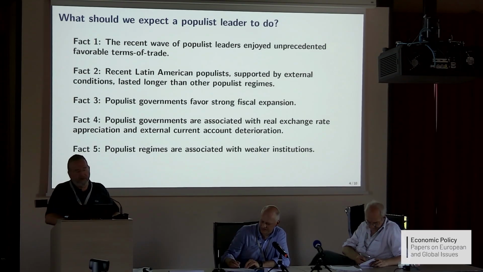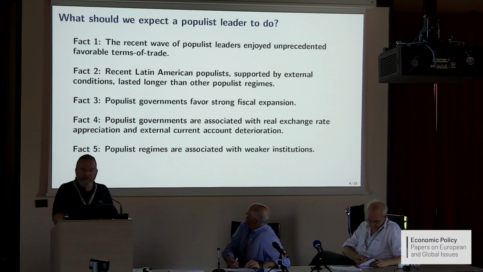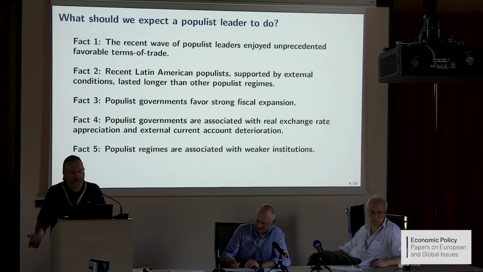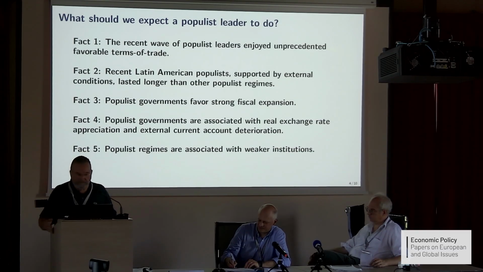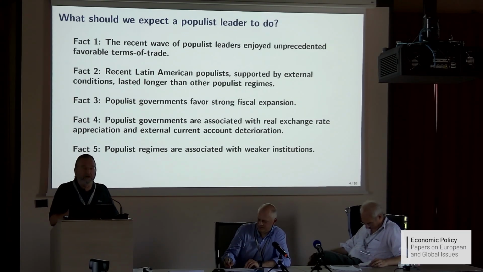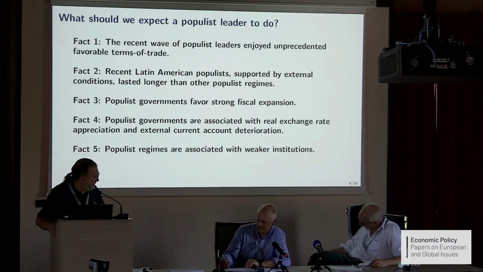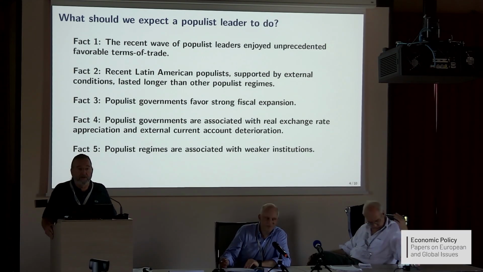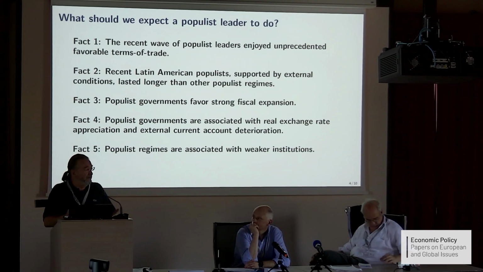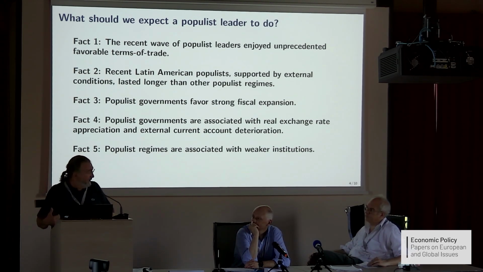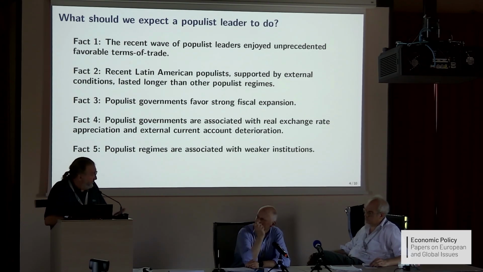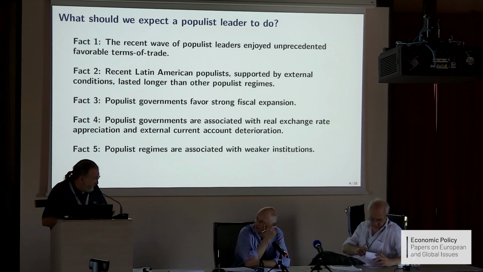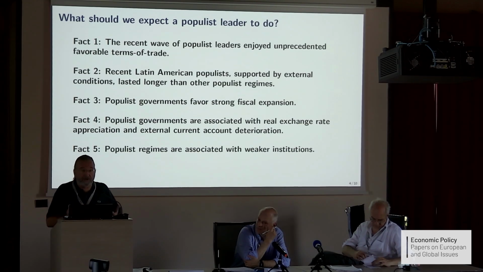The first two facts are not about what I'm just talking about. The recent wave of populist leaders enjoyed unprecedented favorable terms of trade. You just check it and that's right. And they last longer than other populist regimes in the past that didn't have that. But I would like to know whether favorable terms of trade enable populists to last longer compared to those that are non-populists. That you never do in your analysis. Because it could well be that the good external conditions are good for everybody, and perhaps even less so for populists. I'm not sure. I don't know. But the discussion of that would be useful.